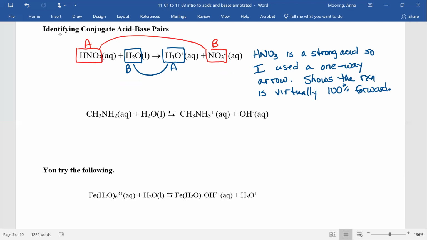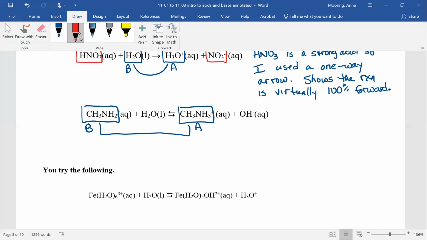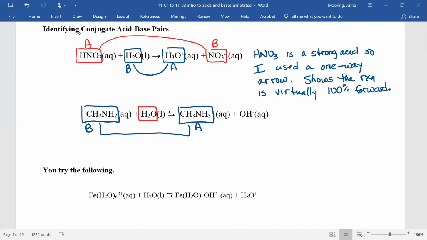My next example is a weak base that we're putting into water. So I have my methylamine. I want to find something that differs only by one proton. Oh, there we go. These two are linked together. This is a base because it is accepting a proton in the forward direction, but in the reverse direction, the ammonium cation is an acid. And then we can also link together the water and the hydroxide. So we have another conjugate acid-base pair.